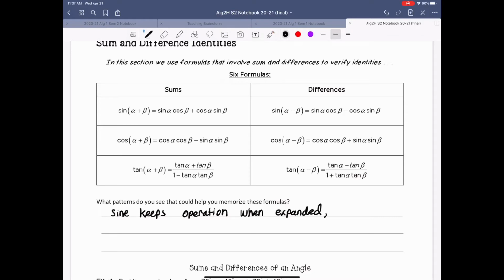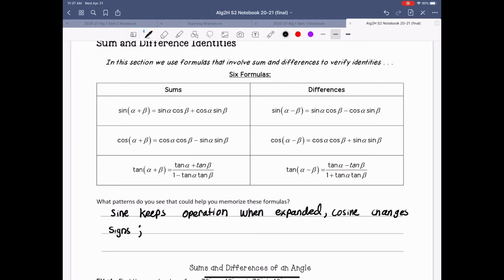Now, on the other hand, cosine changes the operation. Okay, so I'm going to say cosine changes signs. So if we take a look at the cosine formula up here, if I have the cosine of alpha plus beta, we break it into the cosine of alpha cosine of beta minus the sine of alpha sine of beta. So if I'm taking the cosine of a sum, when I expand that formula, the sign changes to a minus sign, all right? So sine keeps the operation, but cosine changes the operation.